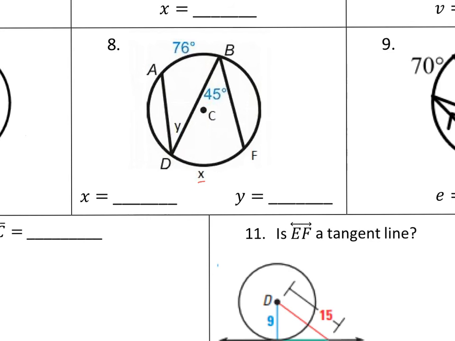Next problem, we have two variables to worry about, x and y. So let's focus on x first. The inscribed angle across from it is 45 degrees. I'm looking for the intercepted arc. I know it's going to be double that 45. So x is going to be 90. Next one I'm looking for is y. Well, same deal. Y is an inscribed angle, but now you actually have the arc measure. So what I'm going to have to do is take 76 and split it in half, which gives me 38.